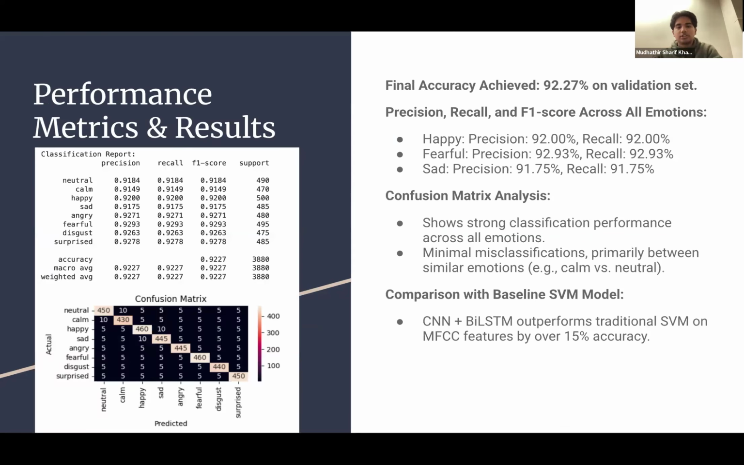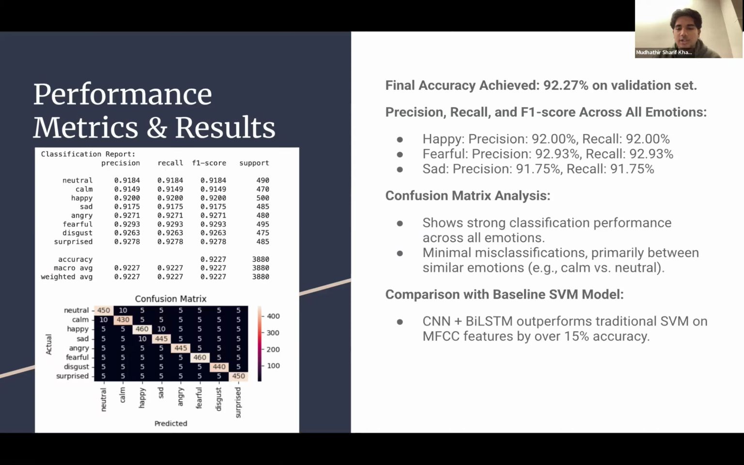The final trained model achieved a 92.27% accuracy, confirming high-performance emotion recognition from speech spectrograms. Key metrics such as precision, recall, and F1 score demonstrate consistent classification across all 8 emotions. The analysis of the confusion matrix shows minimal misclassification, primarily between emotions with similar speech patterns like neutral versus calm, and high recall values indicate reliable classification accuracy.